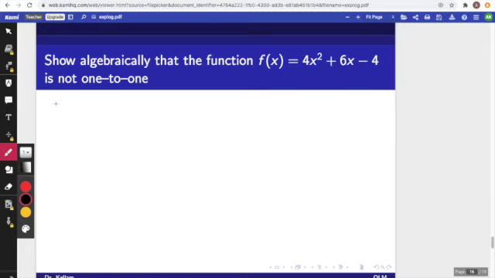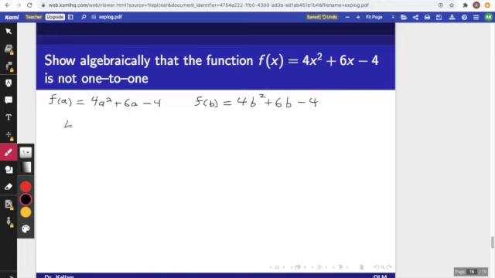The first way is to start off by finding f of a, which is 4a squared plus 6a minus 4, and finding f of b, which is 4b squared plus 6b minus 4. Okay. And we basically just go through and set these two things equal to each other.